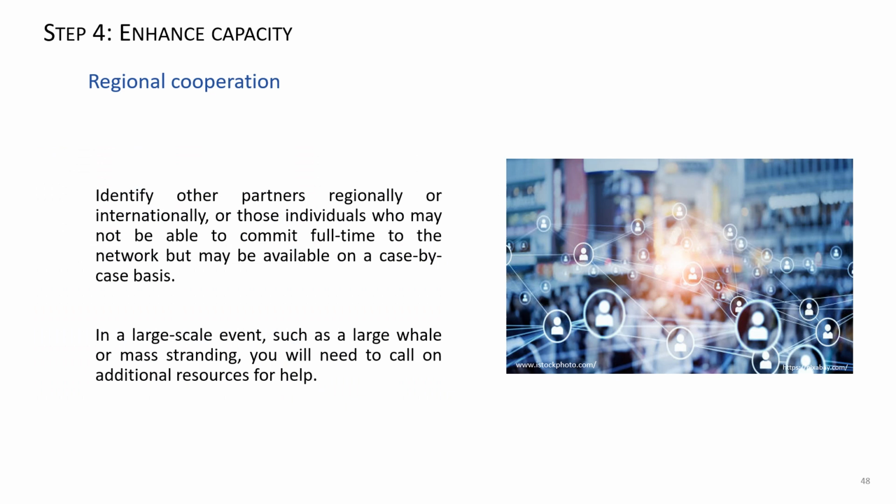Regional cooperation. Identify other partners regionally or internationally, or those individuals who may not be able to commit full-time to the network, but may be available on a case-by-case basis. In a large-scale event, such as a large whale or mass stranding, you will need to call on additional resources for help.